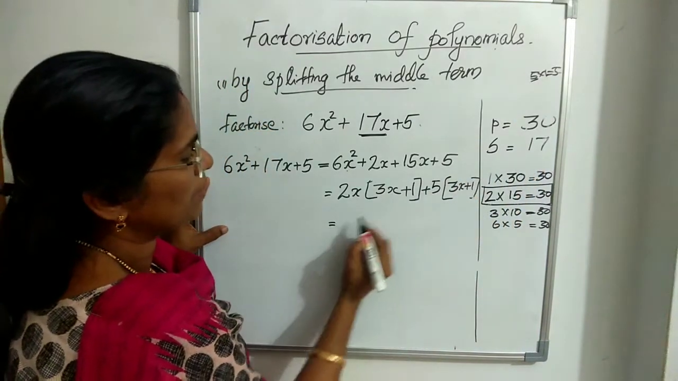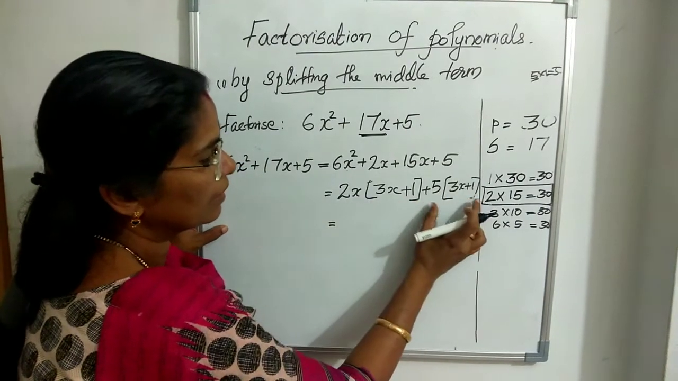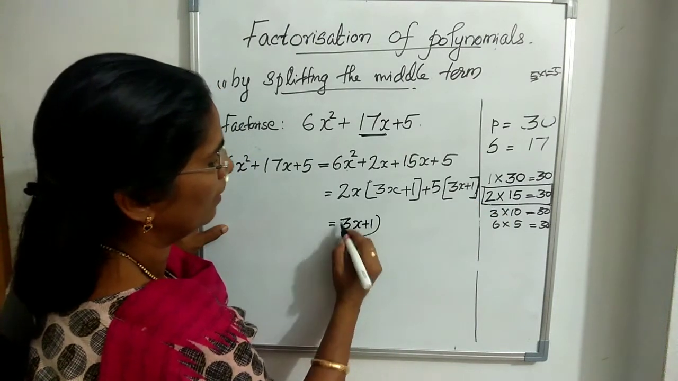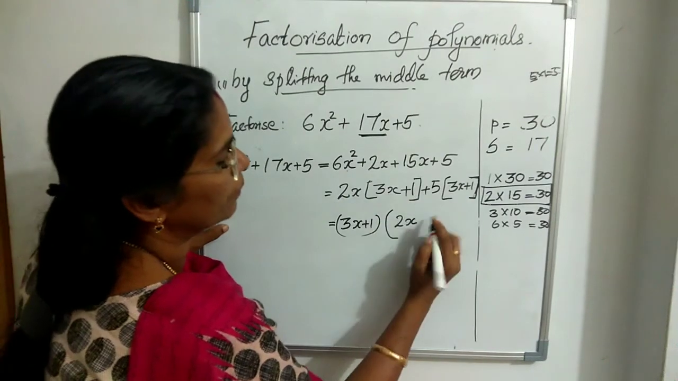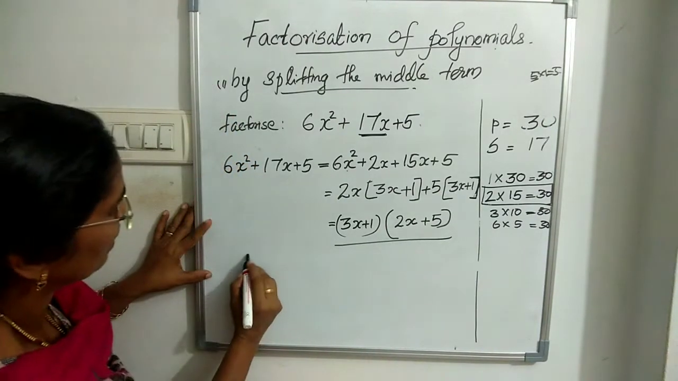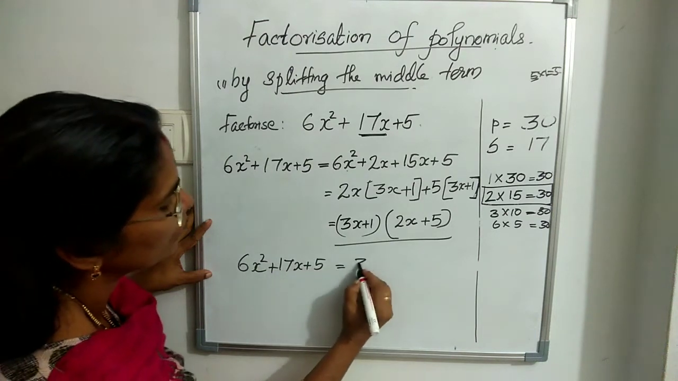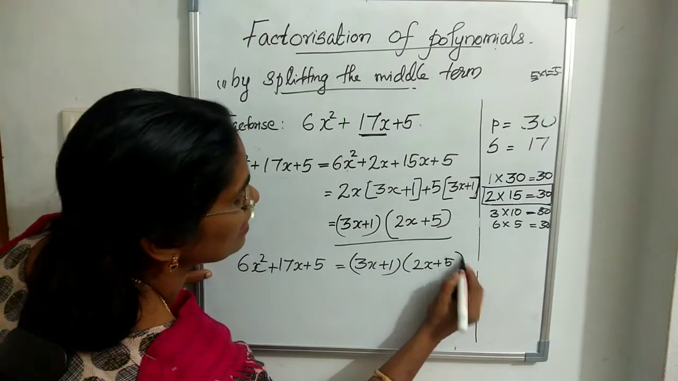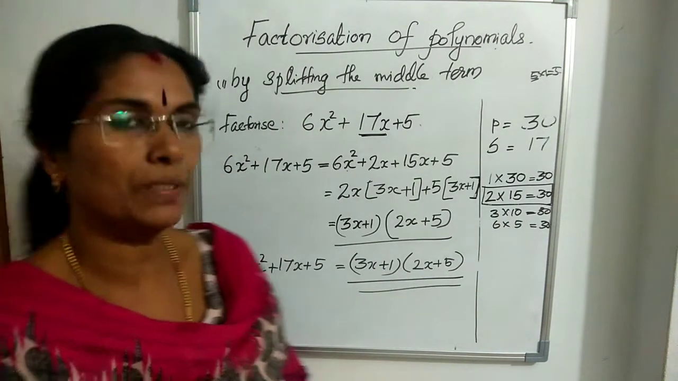Okay. The next step, again here 3x plus 1 is common. Only two terms are there. From these two terms 3x plus 1 is common. Then we can write here balance term, it is 2x and plus is the sign. What is here? That is 5. Okay. So we can write 6x square plus 17x plus 5 is equal to 3x plus 1 into 2x plus 5. These are the two factors of 6x square plus 17x plus 5.